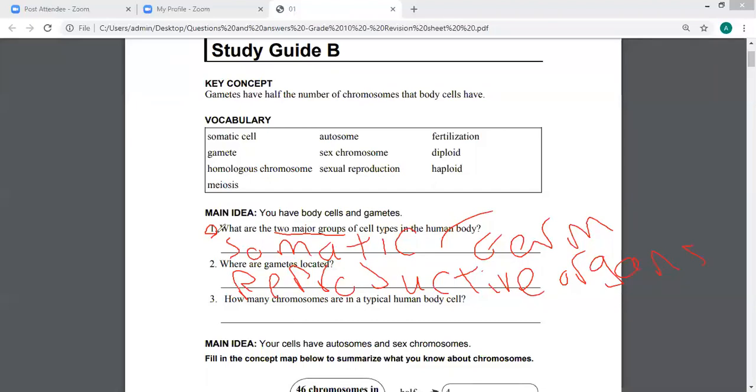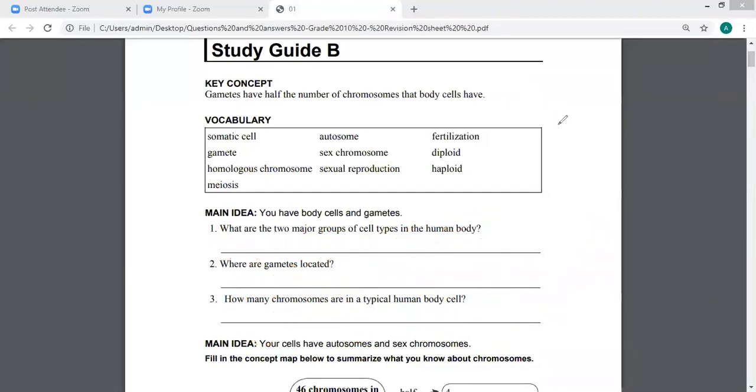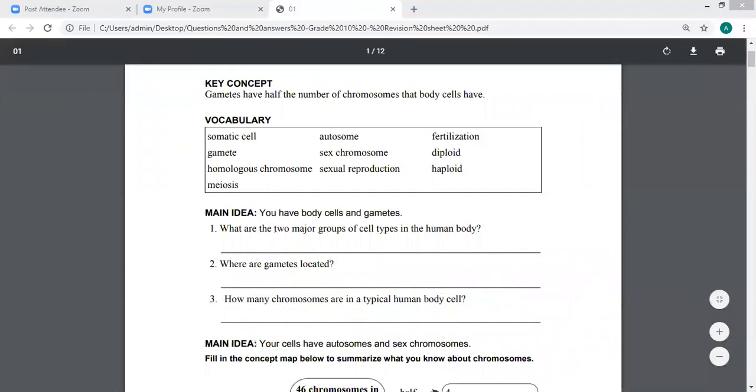Number 3, how many chromosomes are in a typical human body cell? What's the number? 23 pairs, or 46 chromosomes. 46. Okay, Noor Khattab. Okay, 46, or 23 pairs. Next question.